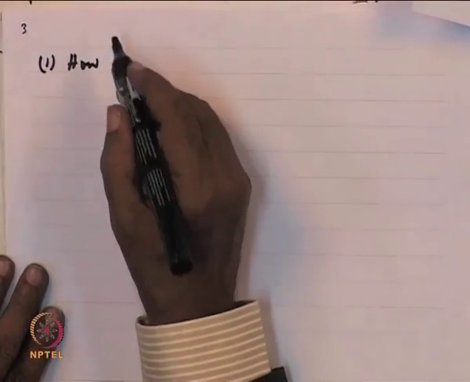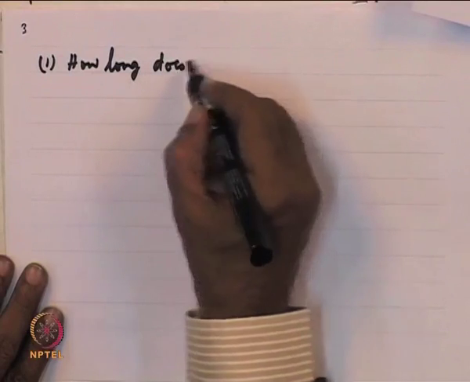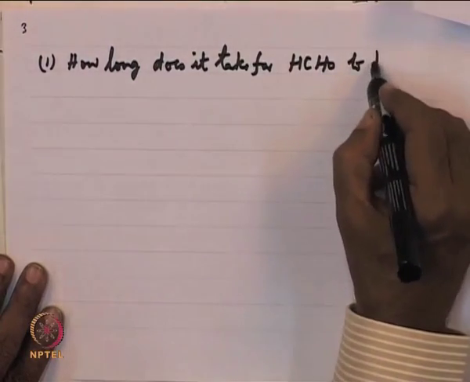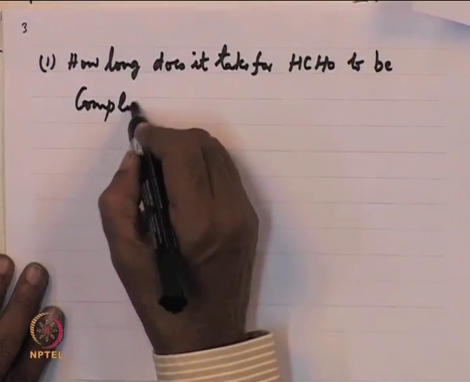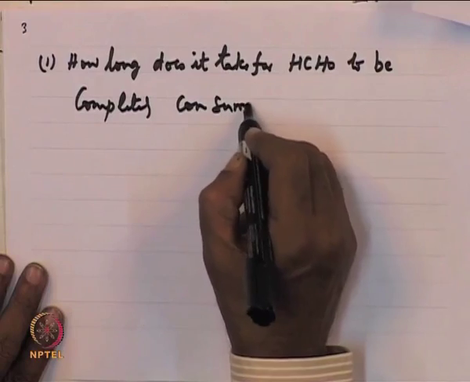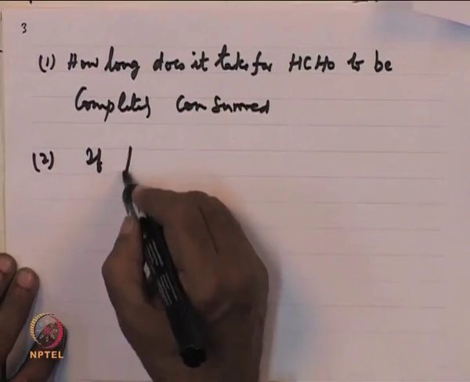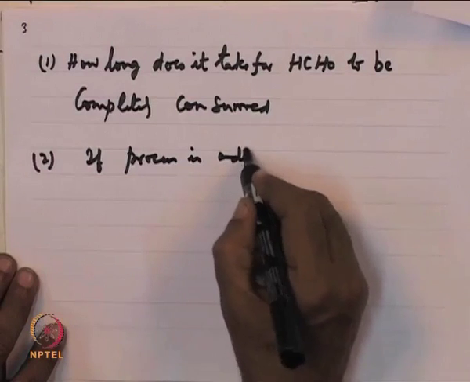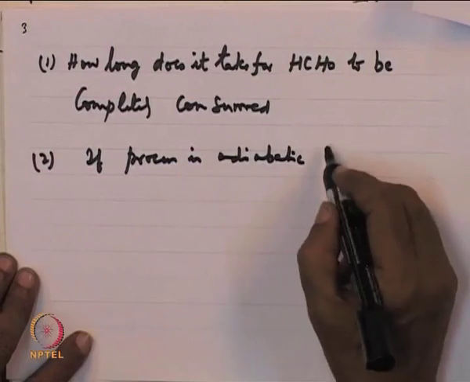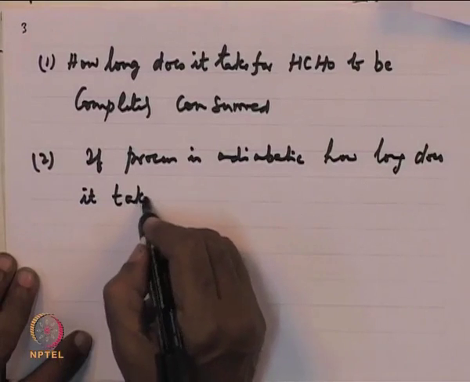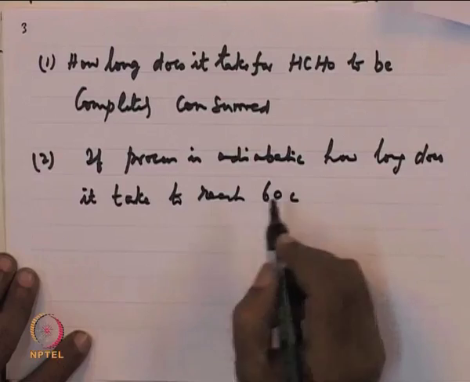So, let me state the problem once again. First part is how long does it take for HCHO to be completely consumed. This is the first question that we want to answer. The second question is, if the process is adiabatic, that means we do not allow any heat loss, how long does it take to reach 60 C, that is the second part.